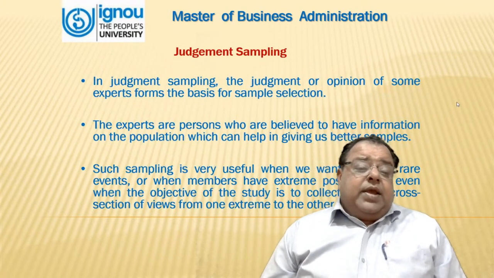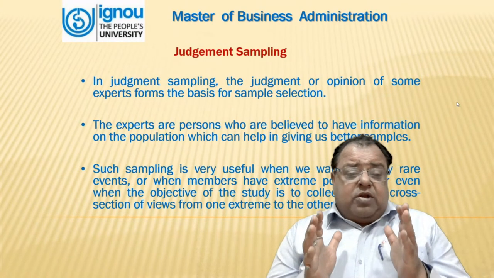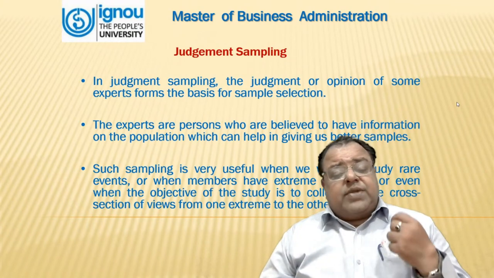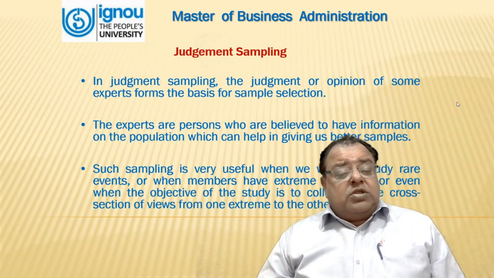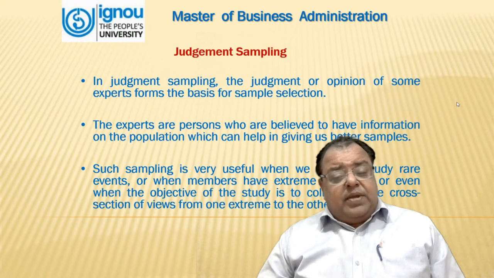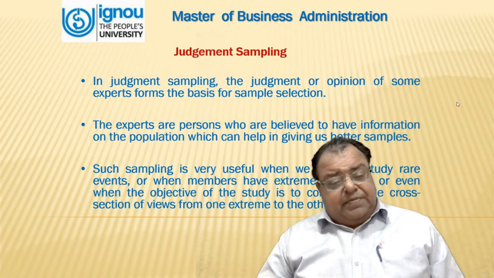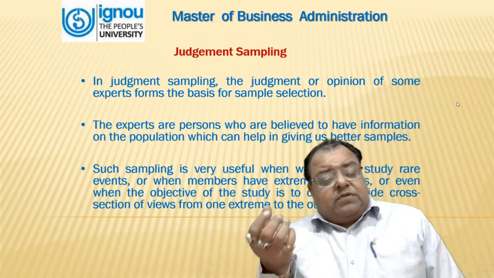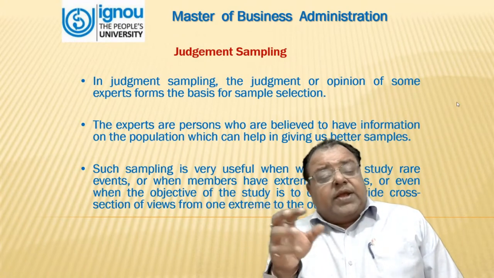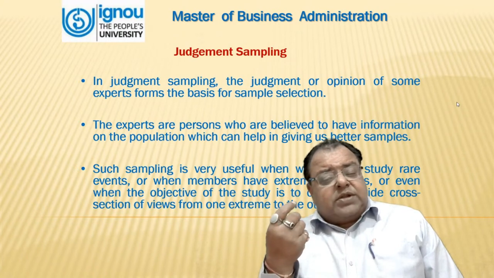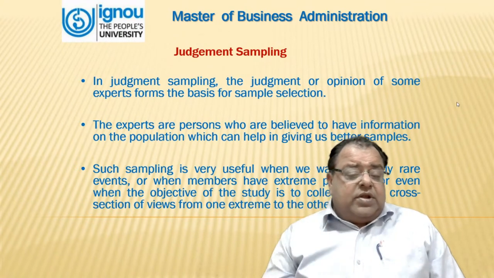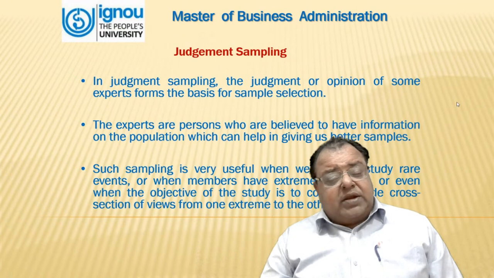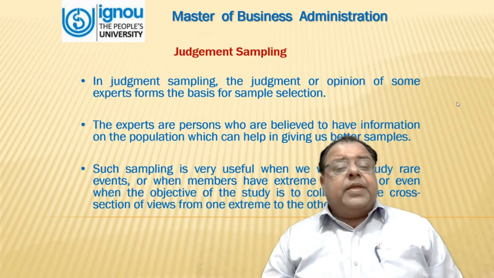Judgment sampling. In judgment sampling, the judgment or opinion of some experts forms the basis of sample selection. The experts are persons who are believed to have information on the population which can help in giving us better samples. Such sampling is very useful when we want to study rare events, or when members have extreme positions, or even when the objective of the study is to collect a wide cross-section of views from one extreme to the other.